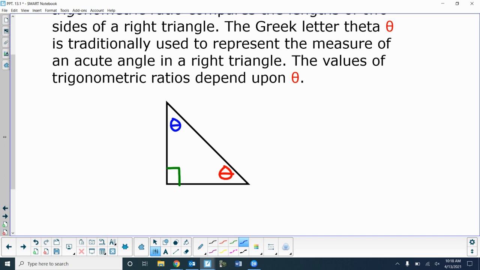Okay, again, in the right triangle, these are called the legs. And then this is called the hypotenuse. Oops. T comes next.